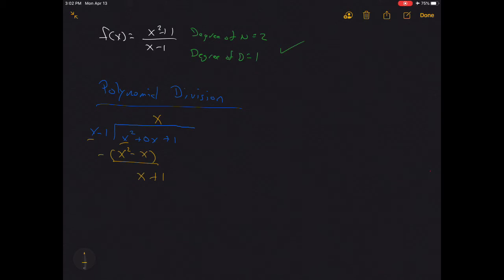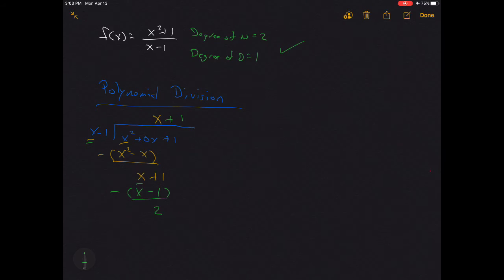Repeat the process. Now what do I multiply times x to give me x? Well, that of course is 1. So I'll multiply the 1, distributing that times the x minus 1, we get x minus 1. And then we'll subtract. So x minus x is 0. 1 minus minus 1 is 1 plus 1, so that's 2. That's our remainder. We have nothing else to bring down. The good news is here, the remainder in polynomial division, when it comes to finding a slant asymptote, is irrelevant.